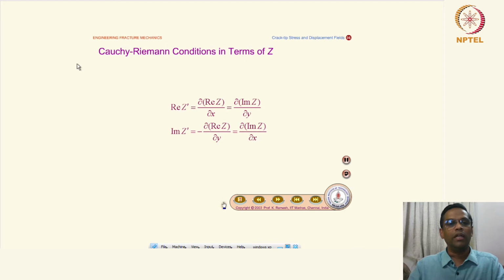If you use the Cauchy-Riemann conditions in terms of Z, we can write it like this: the real part of Z prime is equal to dou real part of Z by dou x, which is equal to dou imaginary part of Z by dou y, and the imaginary part of Z prime is equal to minus dou real part of Z by dou y, which is equal to dou imaginary part of Z by dou x. You can see that there is a slight difference, a flip here for the real part and the imaginary part. This you have to keep in mind.